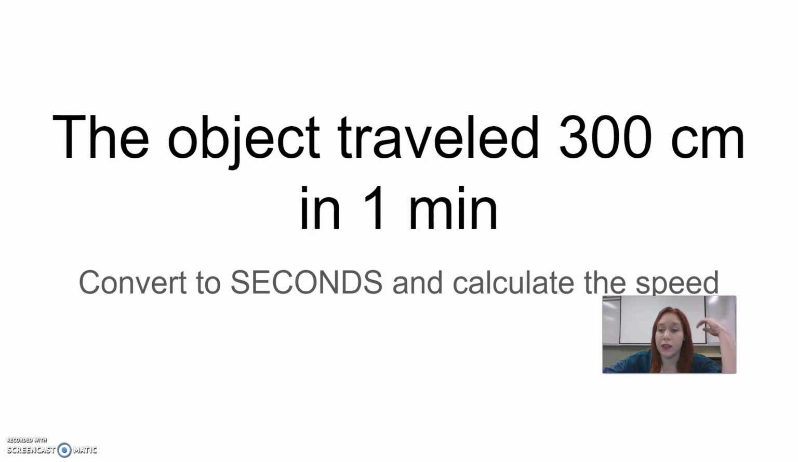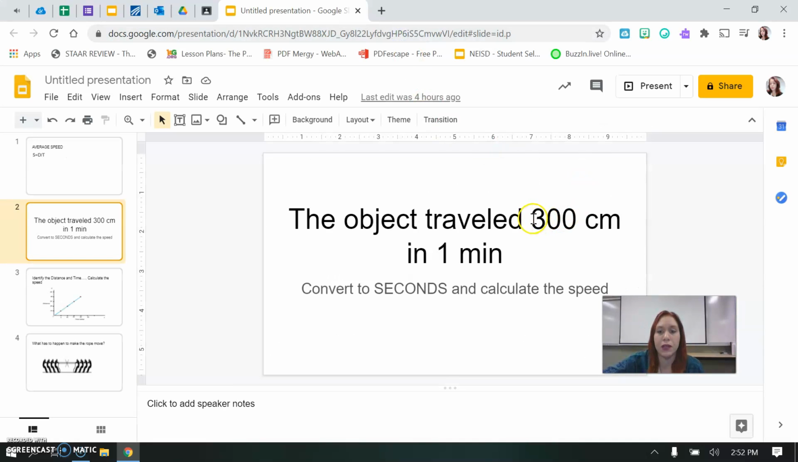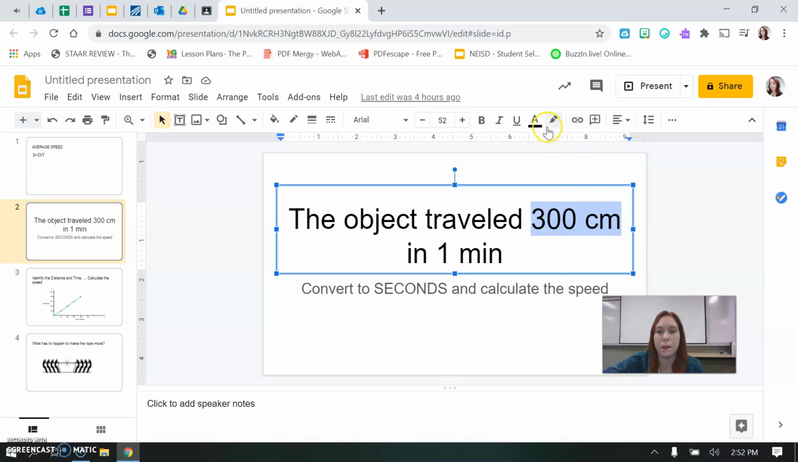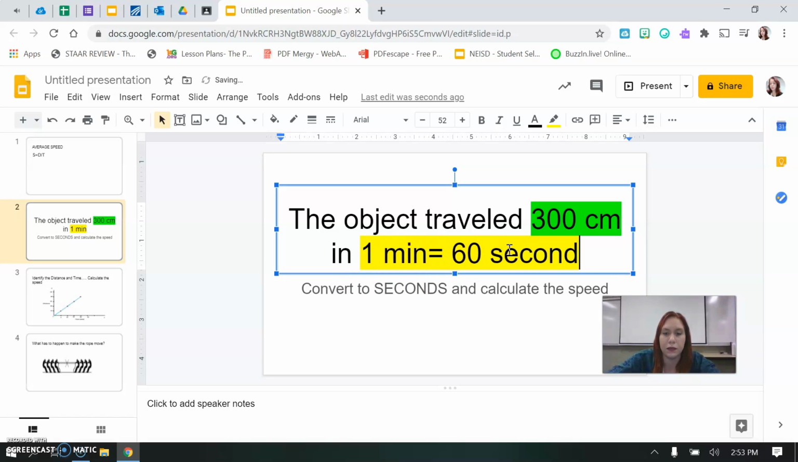This is a problem that you'll see something similar to on the quiz. It says the object traveled 300 centimeters in 1 minute. You need to convert to seconds and calculate the speed. So we have our distance and we have our time. But it says I want you to convert that minute to seconds. So you have to know how many seconds are in a minute. 1 minute is equal to 60 seconds.